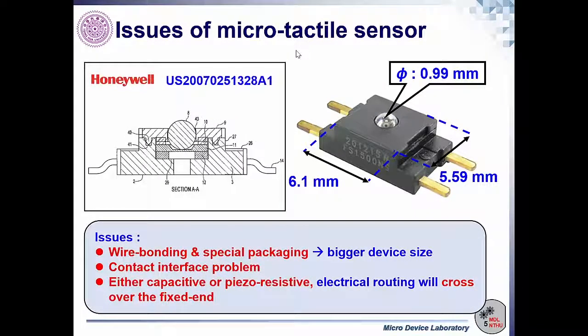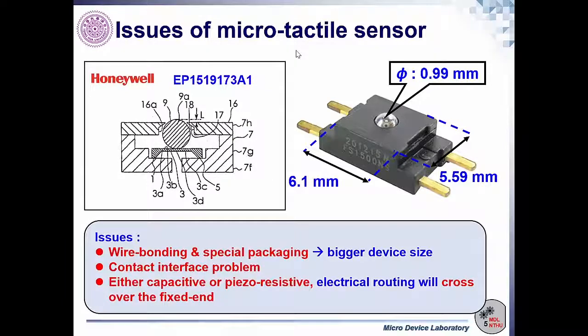The first issue of the micro-tactile sensor is the special packaging and the wire bonding of the tactile sensor. The wire bonding and the special packaging will make the chip even bigger. As the picture shown on the left side, assembly on the bump is not an easy task, and it requires a very precise assembly process.